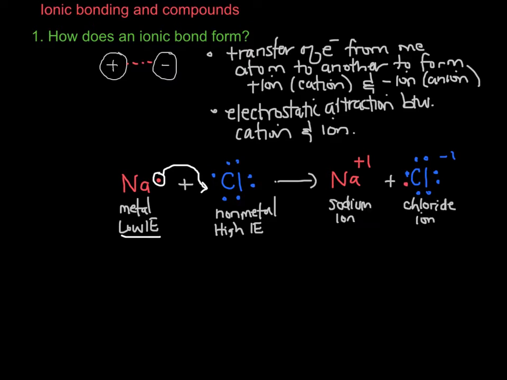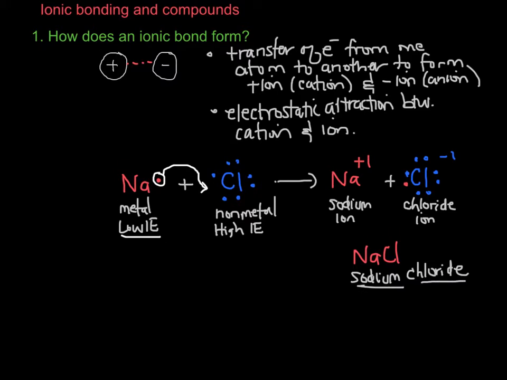Now that the ions have formed and they have opposite charges, a +1 and a -1 charge, those oppositely charged particles are going to be attracted to each other, and you're going to end up forming sodium chloride. So we've just written the process for making sodium chloride.